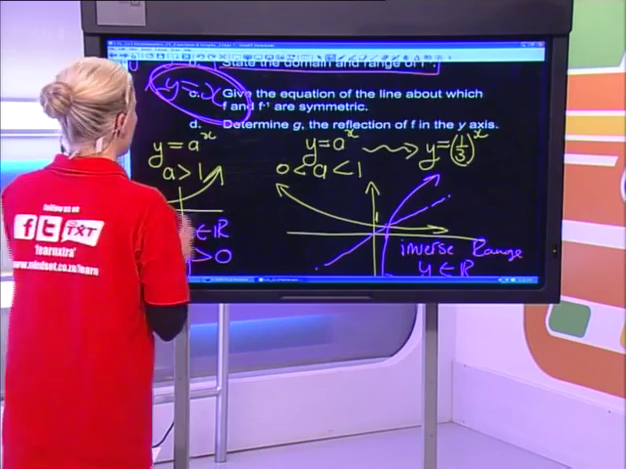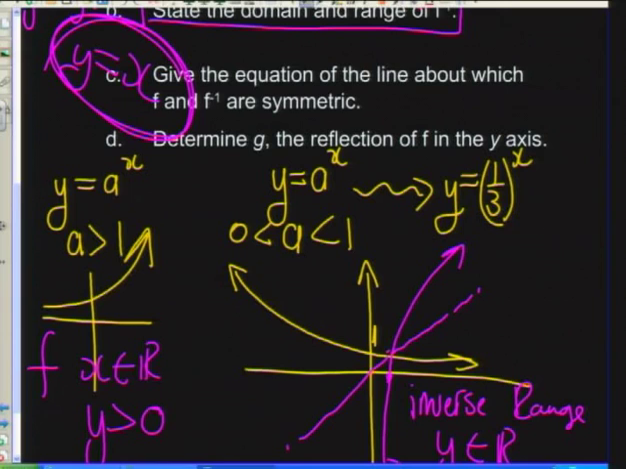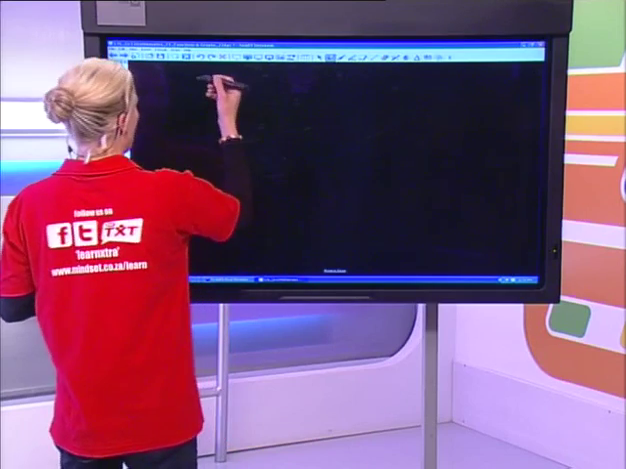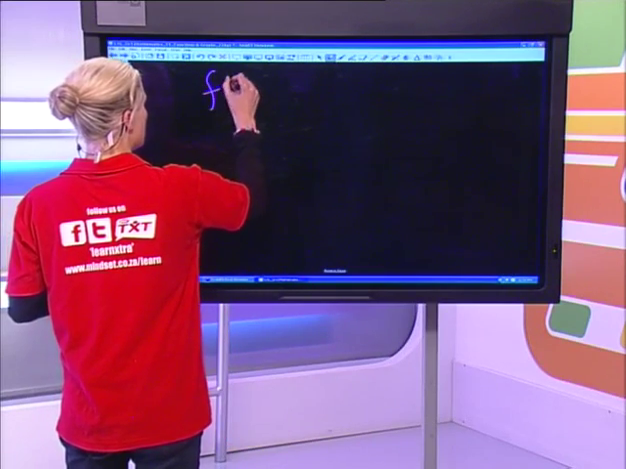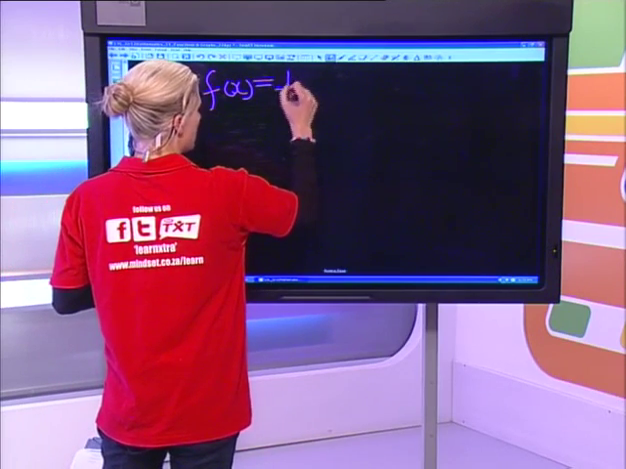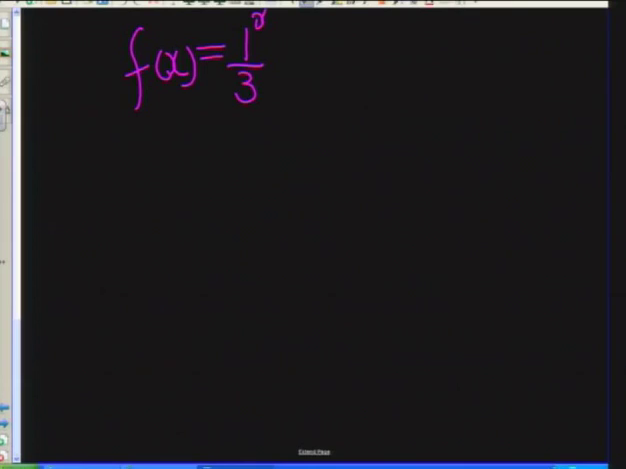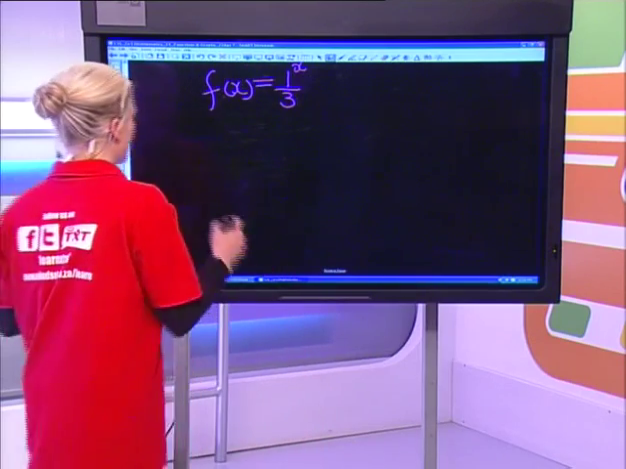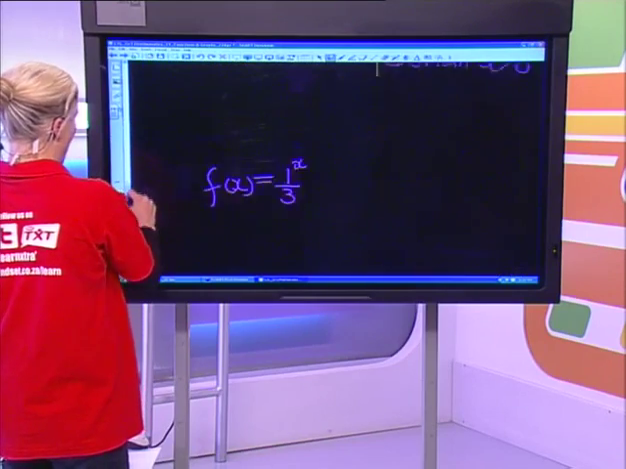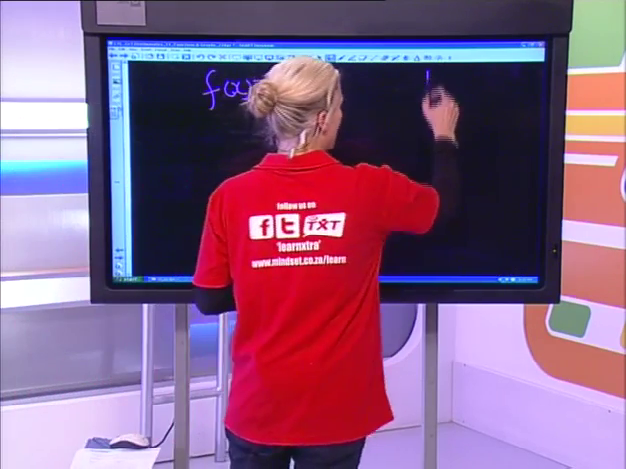Right. The final question says, determine g, the reflection of f in the y-axis. Okay, so let's have a look. f is my original graph, and that was (1/3)^x. Now, in our lesson last week, we spoke about reflections, and we said that if we're reflecting in the y-axis, what happens? The x value becomes negative.